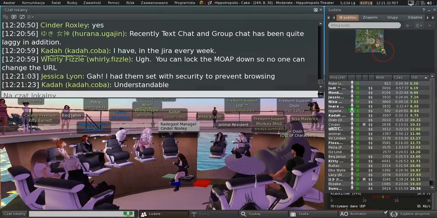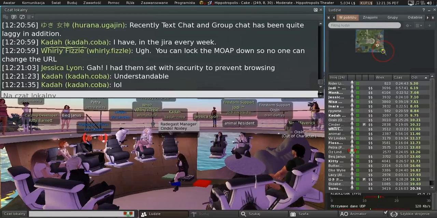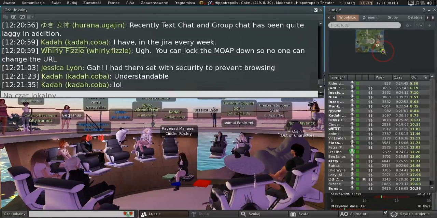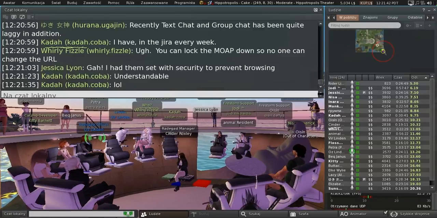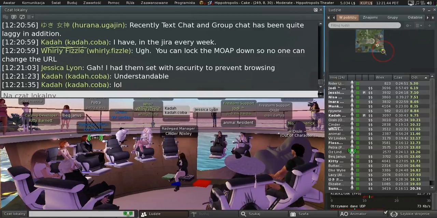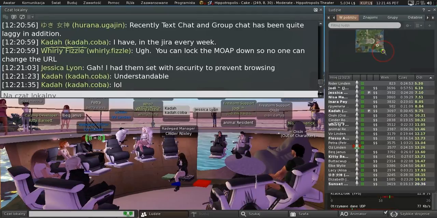The Wheel of Fortune will spin again. We'll get there. Text chat and group chat has been quite laggy. I've seen instances of that occasionally. Don't really have any thoughts on what that might be.